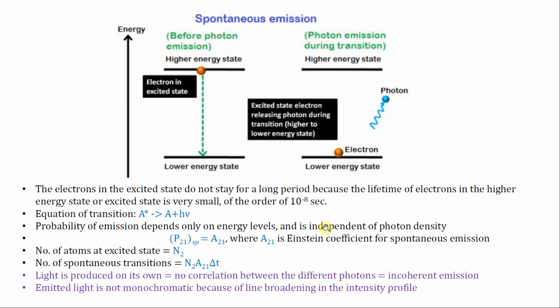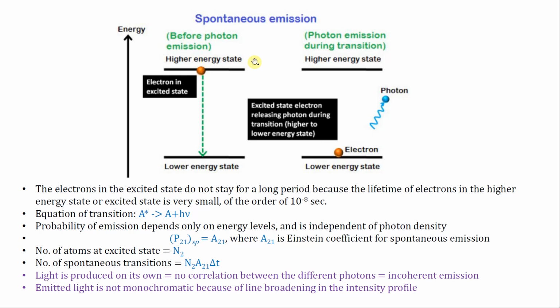Now next let's talk about spontaneous emission. So once an electron or atom has reached the high energy state or an excited energy state, it cannot stay there for a longer period because the lifetime of electrons at an excited state is very small, that is of the order of 10 power minus 8 seconds, or of the order of nanoseconds.